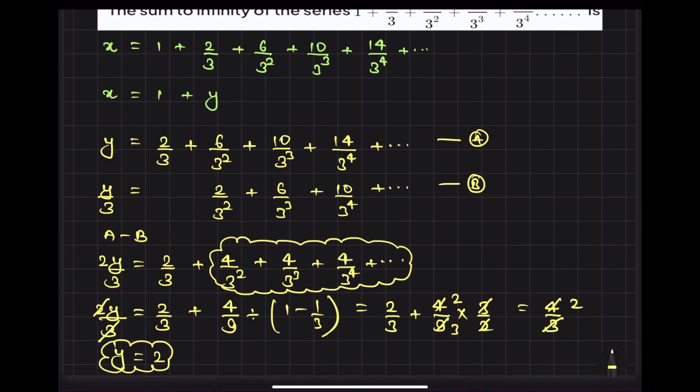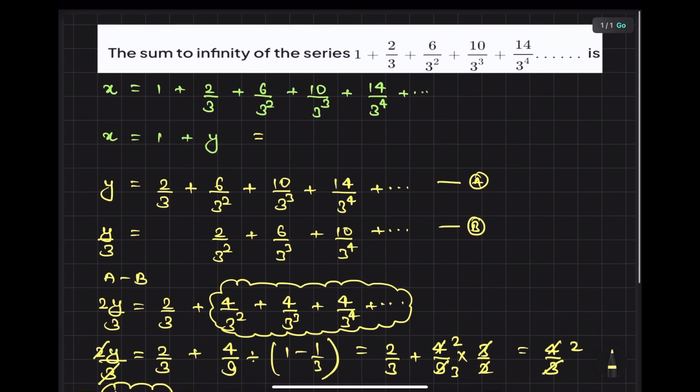But we need to find out the value of x. So it is 1 plus 2, that is 3. Therefore the required value is 3.